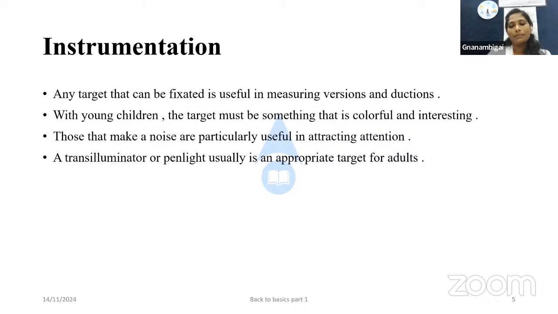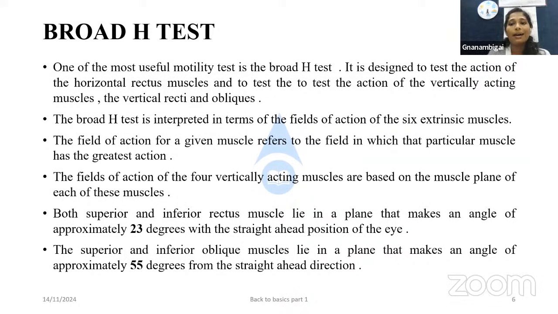The most commonly used test is the broad H test, one of the most useful ocular motility tests. It is designed to test the actions of the horizontal rectus muscles, and to test the actions of the vertically acting muscles, the vertical recti and oblique muscles. The broad H test is interpreted in terms of the field of action of the 6 extraocular muscles.